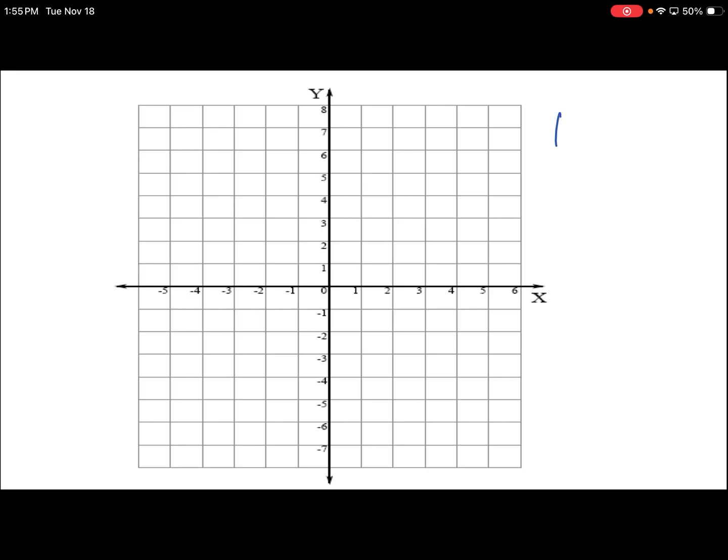Here's what I want you to do first. I want you to plot 4, 5 as point A, and I want you to graph negative 2, negative 4 as point B, and I want you to stop. Oh, mine's upside down. Find a graph. Yeah, put the hole punch on the left.